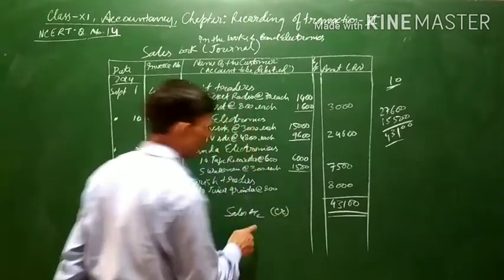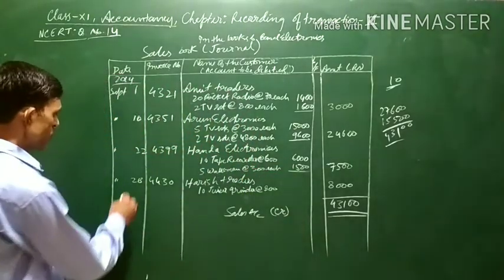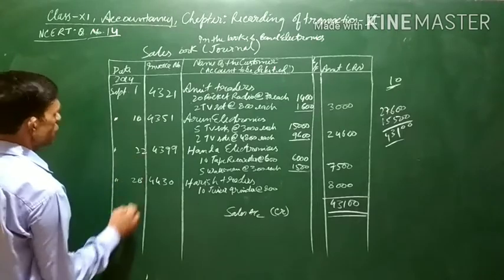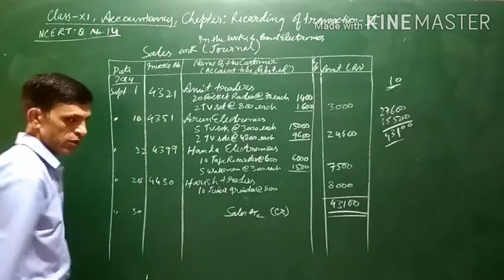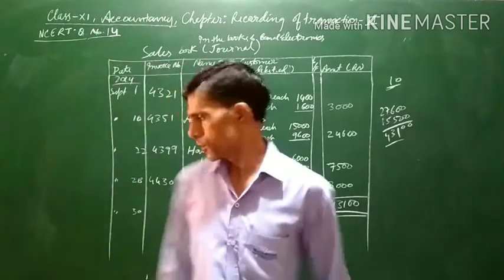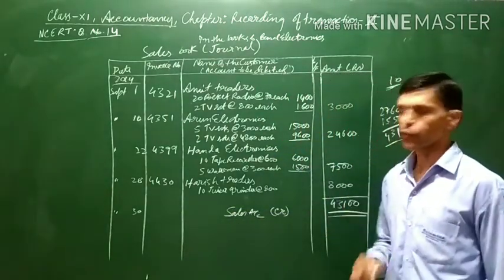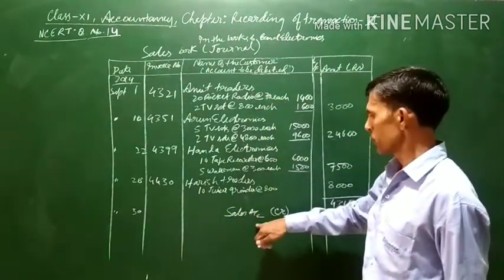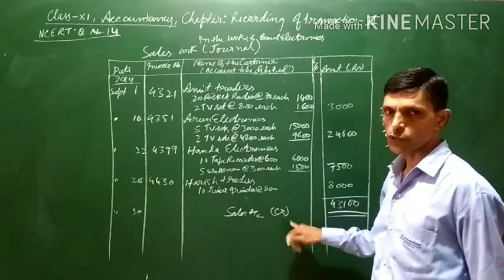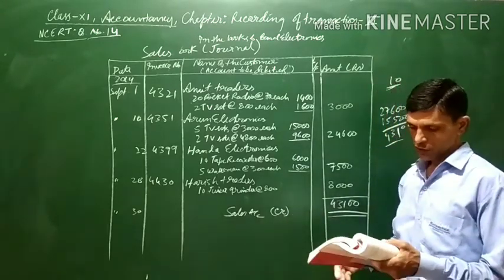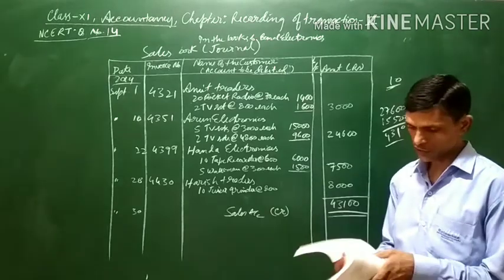So in the bracket we will write sales account credit, and the date will be the end of September, that is September 30. So we can write the date 30 here, that on the 30th the balance of the sales book will be transferred to the credit of the sales account. Now we have come to the end of the chapter.